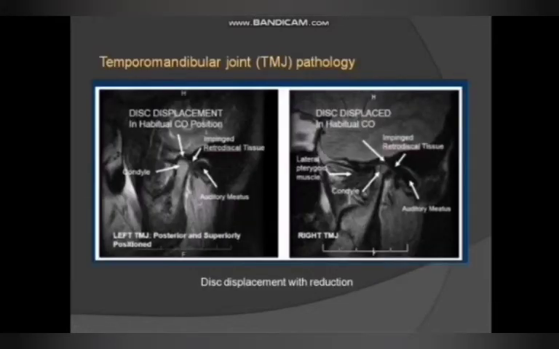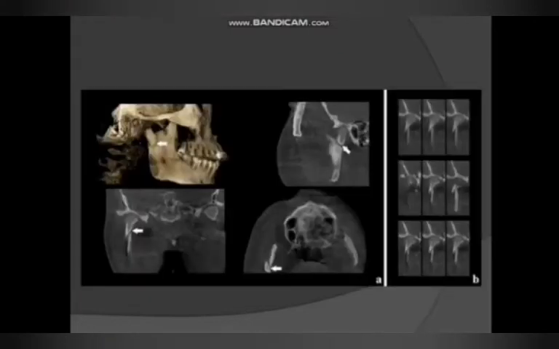We can assess temporomandibular joint (TMJ) pathology with CBCT, like this figure showing the disc displacement with reduction. Also this figure shows the fracture in the neck of the condyle. In these figures, the cross sections of the condylar head.